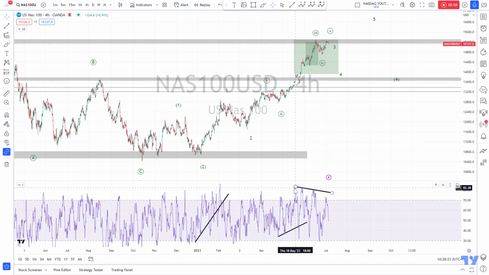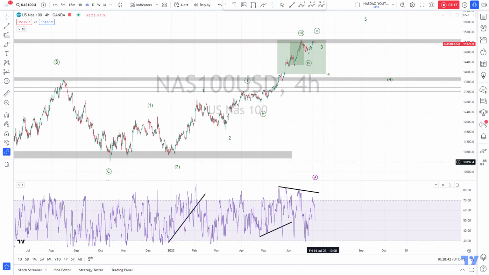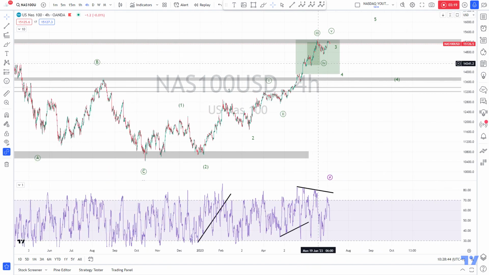And what we also see is divergence here in the 4 hour. So we are making higher highs, or new highs, in price, but as you can see, the strength here is diminishing. So this is actually a typical reversal pattern. So for me, there are a lot of elements here to assume that we are ready for a pullback in the near future.